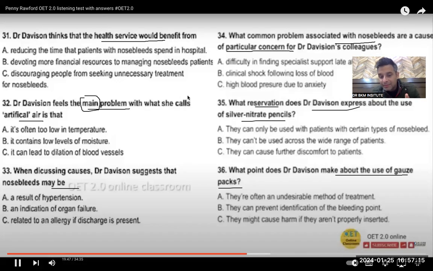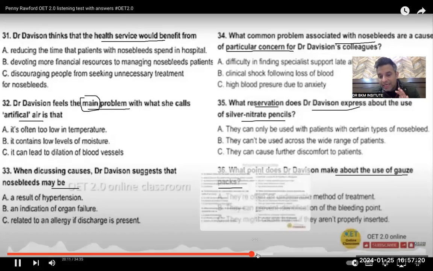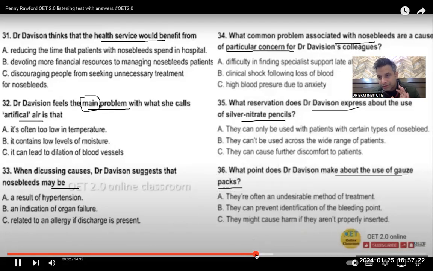So now by the time they start playing the listening, I should have read at least the first question and all the options. So I've read the first question and all the options. By the time it will automatically start playing in the final exam.